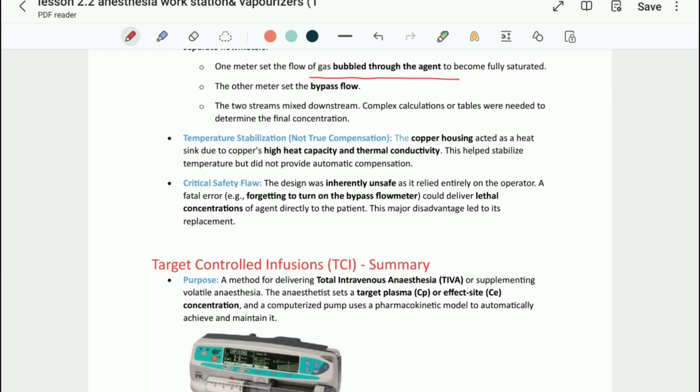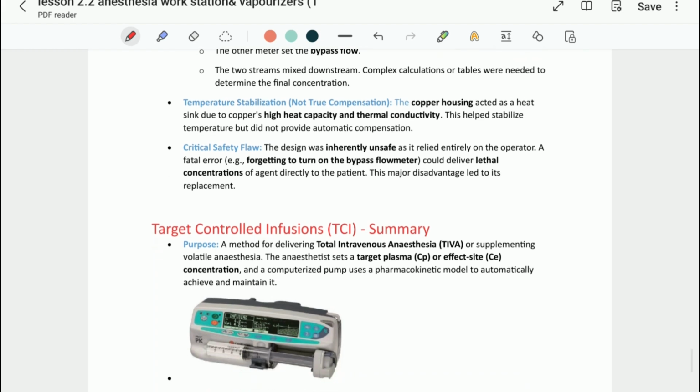And it had a critical safety flaw. The design was inherently unsafe as it relied entirely on the operator. A fatal error like forgetting to turn on the bypass flow meter could deliver a lethal concentration of agent directly to the patient. This major disadvantage led to its replacement.